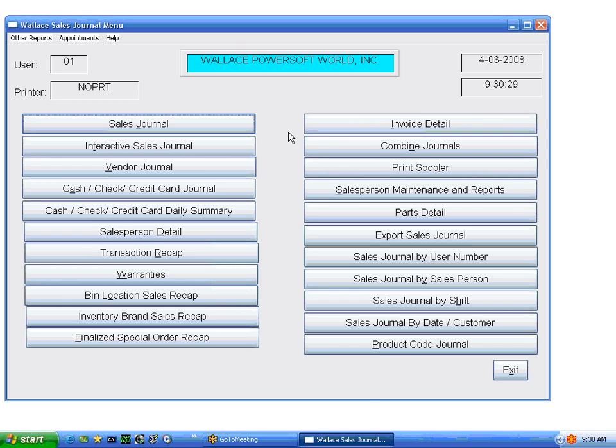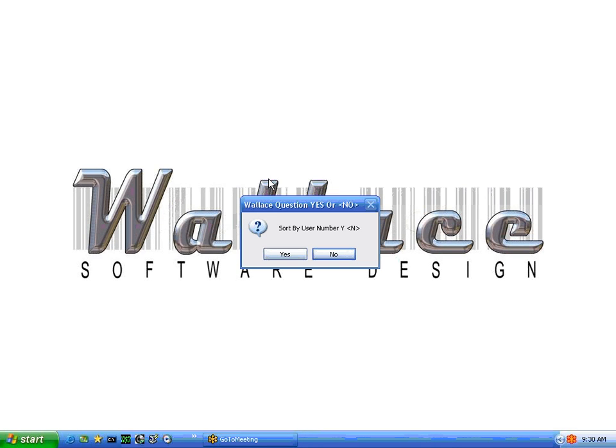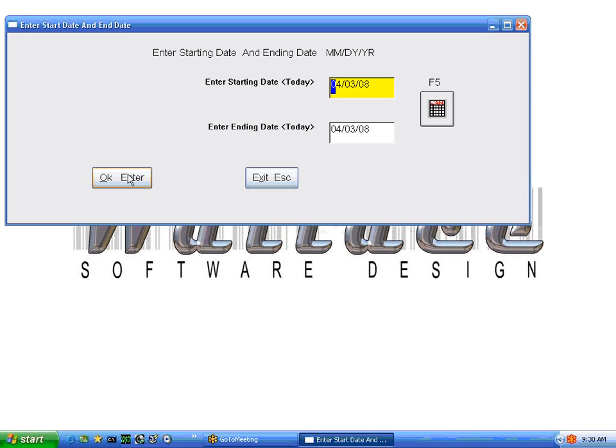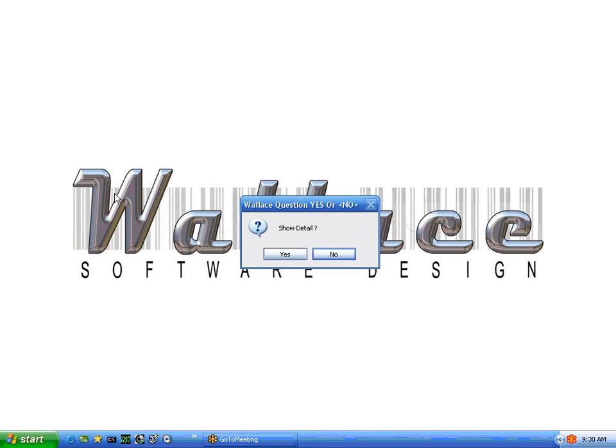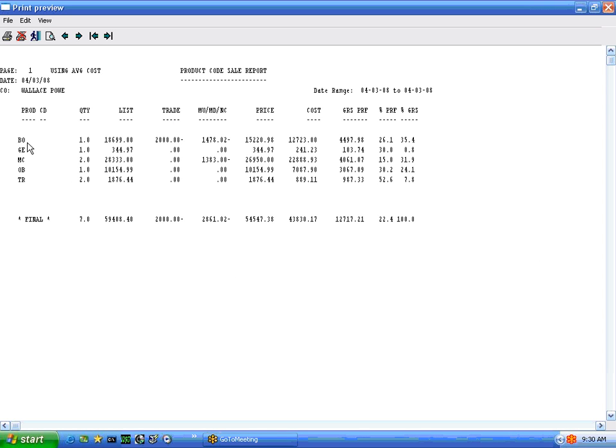Okay. Another report that could be very valuable is Product Code Journal. What this will do, and it's asking me if we want to do it by user, and we're going to say no. And there again, it's date sensitive. Do you want to show detail or not? If I say no, and let's look at it without detail, it will list, okay, this is what I sold for boats, this is what I sold for generators, this is what I sold for motorcycles, this is what I sold for outboards, I sold 2 trailers today, and this is what I made by product code. So it's not manufacturer, it's by product. And it's basically your list, any discounts you gave by product, your selling cost, your gross profit, your percentage of profit by product.